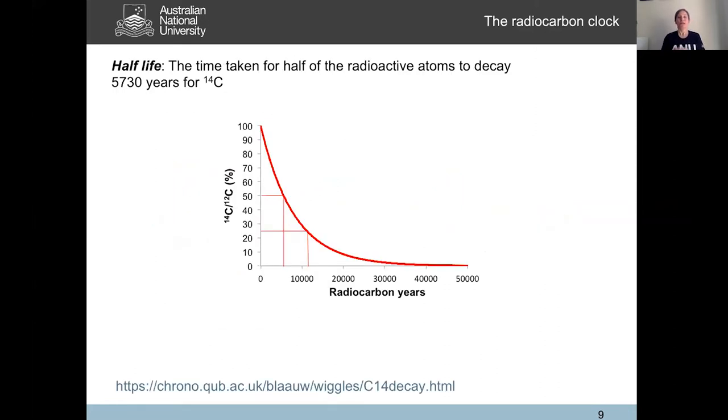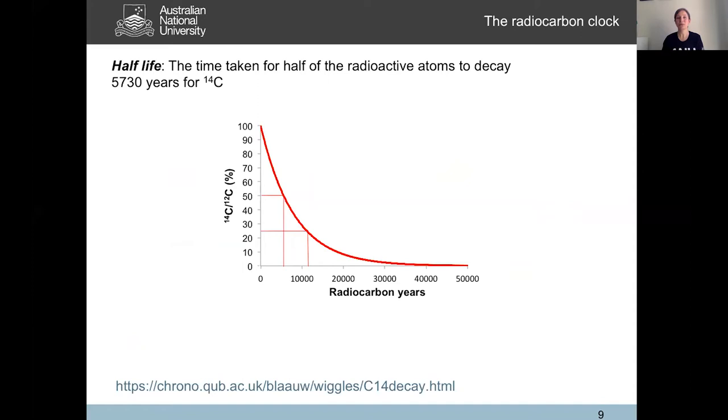So radioactive decay is an absolutely amazing thing to use as a kind of clock for the past, because if you heat up something or you subject it to huge pressure, you're not going to change the rate of decay. Radioactive decay will always look something like this. We have this really nice exponential decay curve, and it's defined by what we call the half-life, which is the time taken for half of those carbon-14 atoms in a sample to decay.